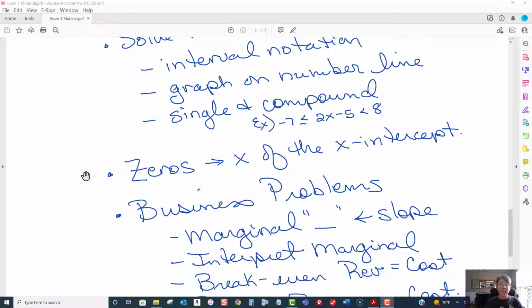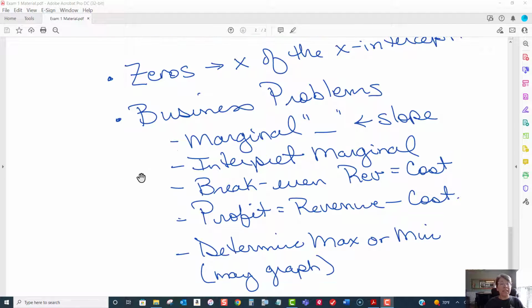You may be asked to find zeros of an equation. Remember, zeros is just the x coordinate of the x-intercept. So if they give you a graph and they say, what are the zeros? You just look at the x-intercepts and go, okay, I have a 0 of 3 and a 0 of 7, or whatever the case may be.